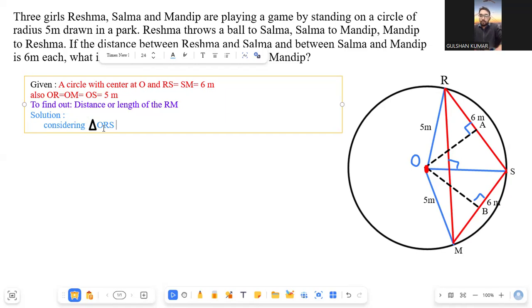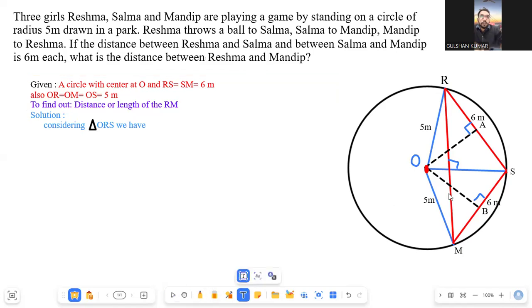ORS. We have Pythagoras theorem here. When we apply that to ORS, we have to mention a point, that is the point N here. This is the point N.